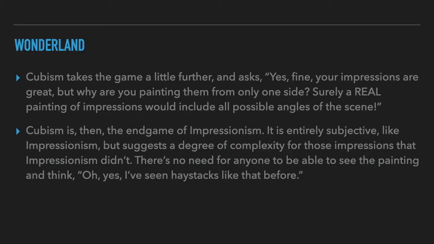So Cubism, which was the beginning of this lecture, takes the game further and goes, well, that's fine, your impressions are great, but you're only painting from one angle, one side. You're looking at a wall, you're painting that wall. But really, your impressions of a scene are going to have many different angles, so why don't we depict all of those angles? So Cubism is the end game of Impressionism. It's entirely subjective. It's saying we're going to depict all angles at once, all the possible impressions a person can have over time in different places, all together on the canvas, and no one even has to recognize it.